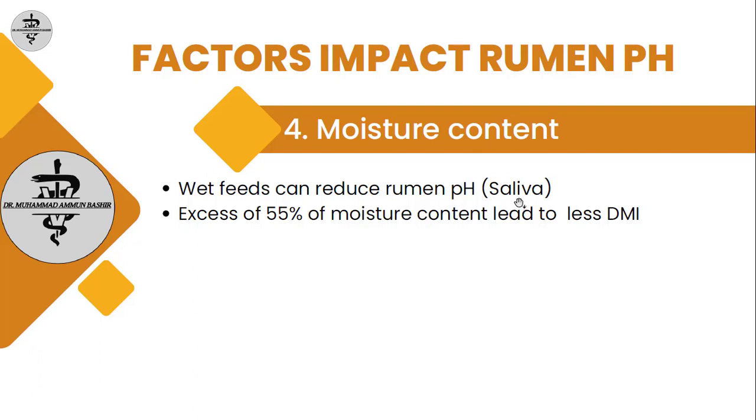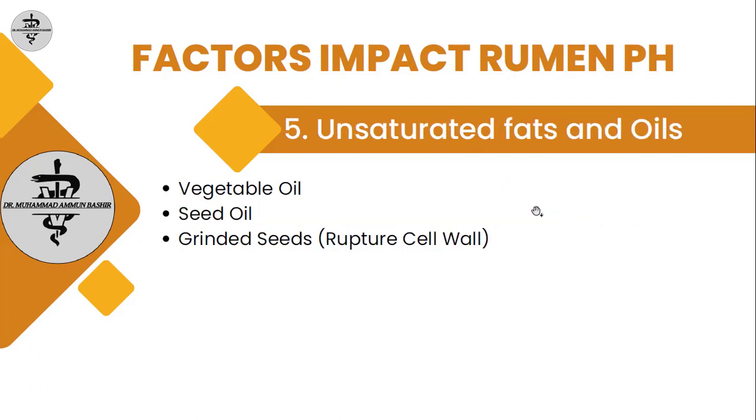If there is less saliva, there is less bicarbonate ions production, and ultimately there is a decrease in the rumen pH, because we know inside the saliva there are bicarbonate ions that maintain the rumen pH, because bicarbonate ions have a neutralizing effect on rumen pH. Bicarbonate ions can increase the rumen pH from 7 onwards towards the basic. If there is more than 55% moisture inside the feed, then there is less dry matter intake due to the less production of saliva.